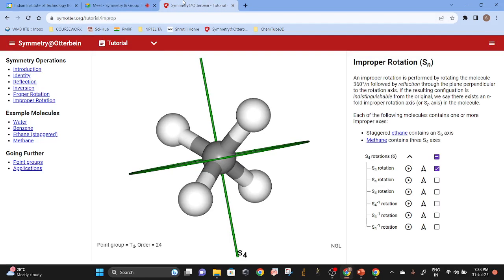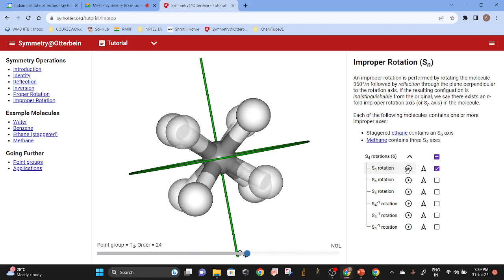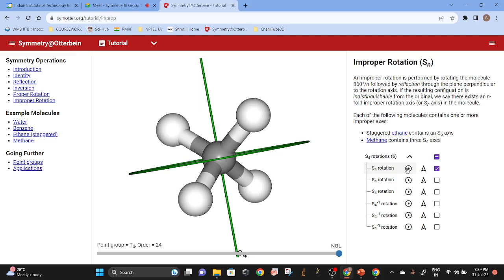Okay, so I'll play the animation anyway. Let's see. 90-degree rotation, as you told. S4 means first we have to apply C4 and then a perpendicular reflection. Now see, 90-degree, then reflection. Okay, we are getting the same molecule back, no change.